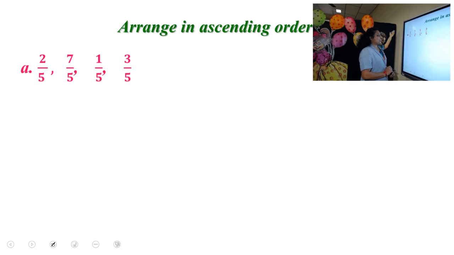2 by 5, 7 by 5, 1 by 5, 3 by 5. Everywhere we can see 5 in the denominator. So denominators are same. These are like fractions. So how will we arrange them? I told you, if the denominators are the same, just look at the numerators. We just write according to our counting numbers.